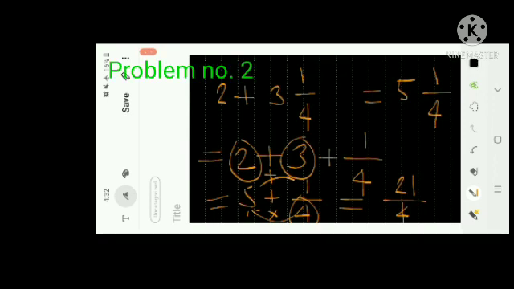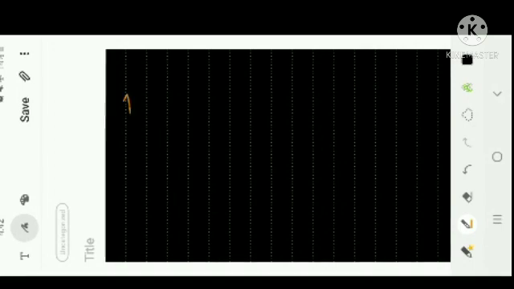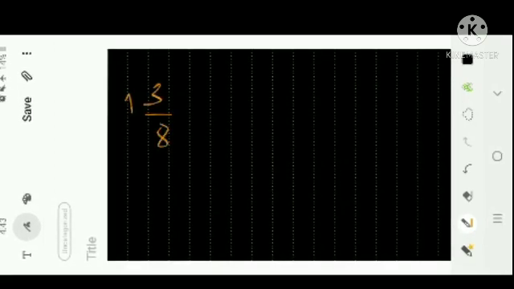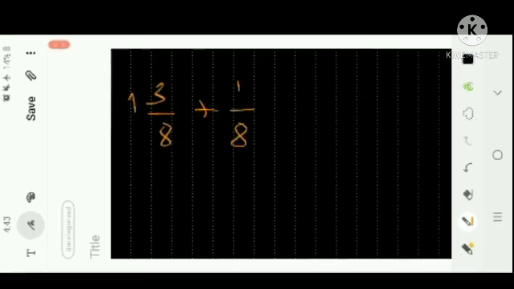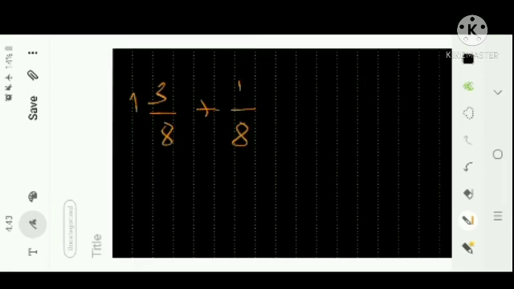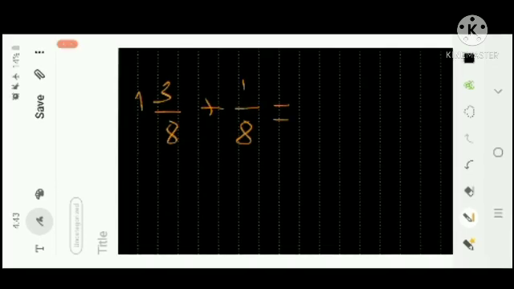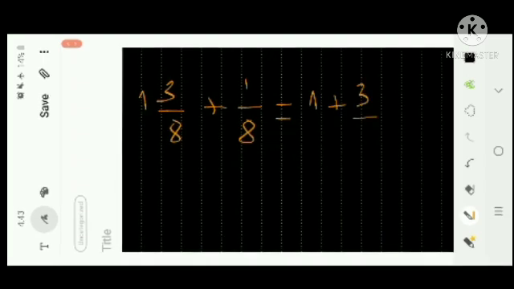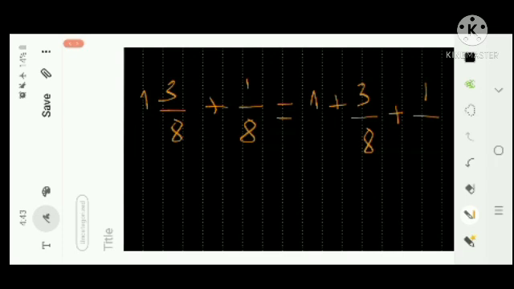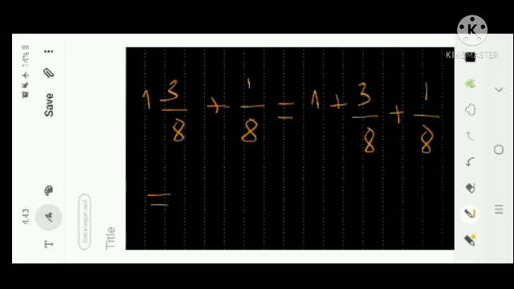Next, we have problem number 2. So we have 1 and 3 over 8 plus 1 over 8. Okay? So we have a mixed number and a fraction. They are similar fractions, so we are now going to add. So let us now simplify this. 1 and 3 over 8 can also be written as 1 plus 3 over 8, plus 1 over 8. Okay, so 3 over 8 plus 1 over 8.